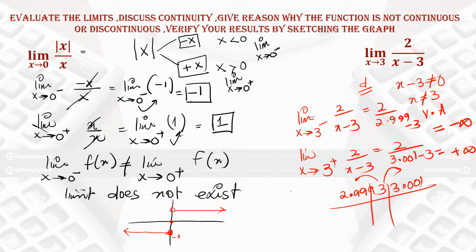You can graph it also, that at 3 you will have a vertical asymptote, and you will see that the graph, first from the left side, is going to negative infinity, and from the right side it is going to positive infinity.